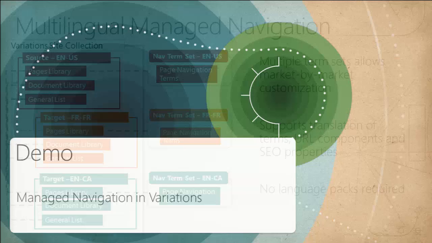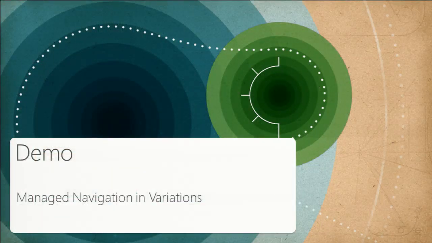So, yes? So in this situation that you use taxonomy to drive navigation, but you haven't used the multilingual feature of the taxonomy to support labels. Correct. Actually, let's show you that right now. So we're about to do a demo.